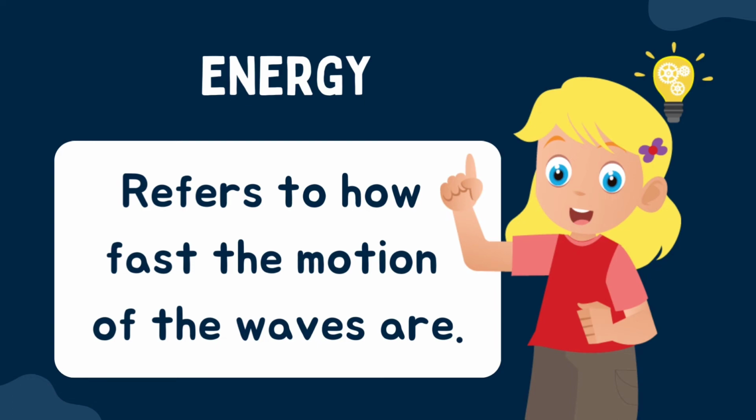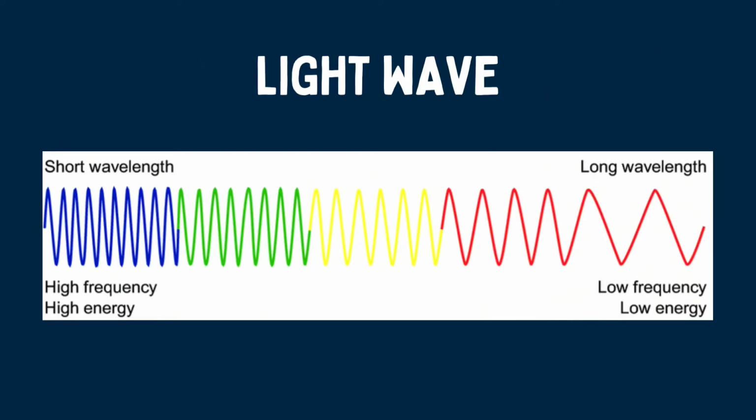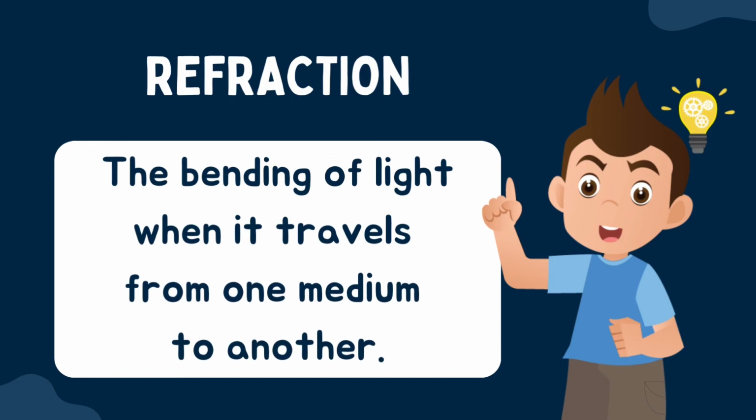In a light wave, violet has the shortest wavelength, highest frequency, and highest energy. And red has the longest wavelength, lowest frequency, and lowest energy. This time, let's talk about refraction, the bending of light when it travels from one medium to another.